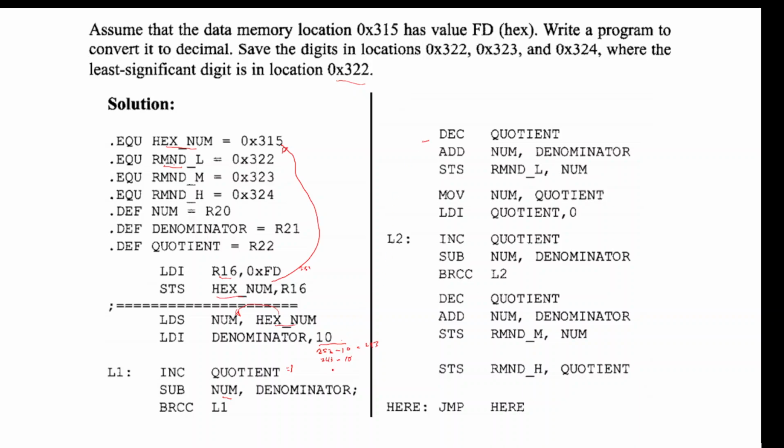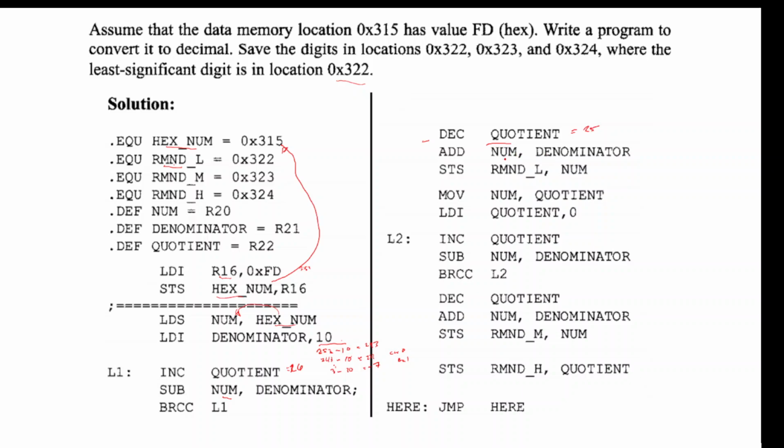So 243 minus 10 is 233. Carry is equal to 0. Until it becomes 3 minus 10, and so on. 3 minus 10 is equal to negative 7. In this case, our carry now is equal to 1. But our quotient has reached 26 by then. So the quotient is 26 there. After that, this 26 will be decremented by 1. So 26 minus 1, our new quotient is equal to 25.